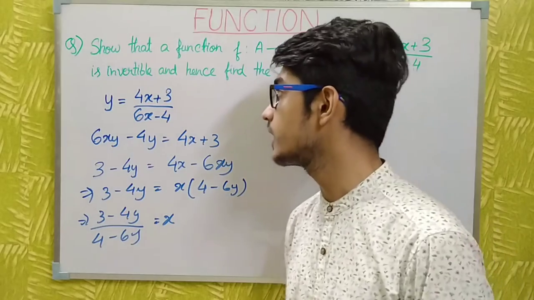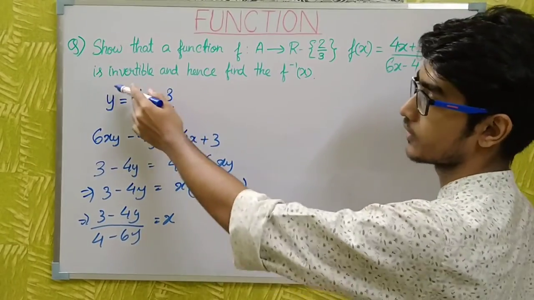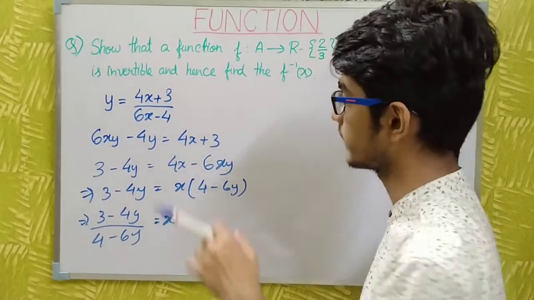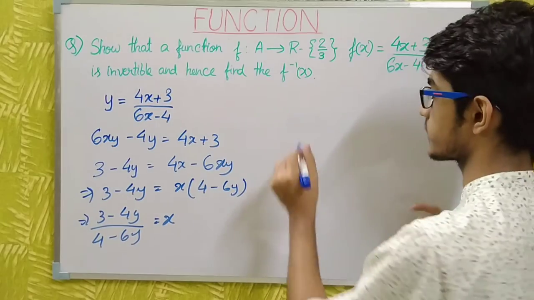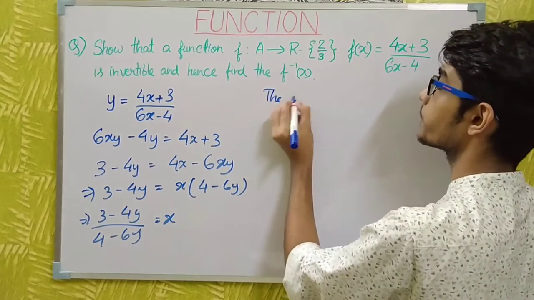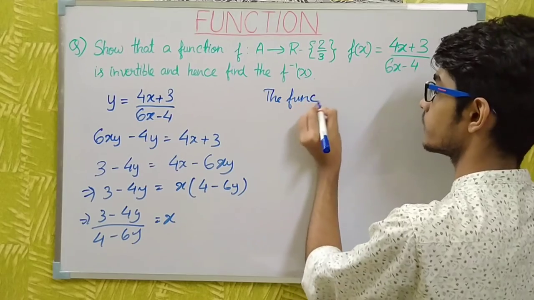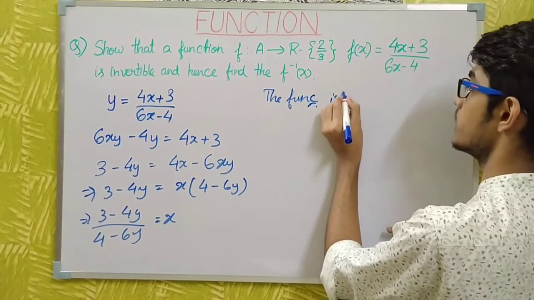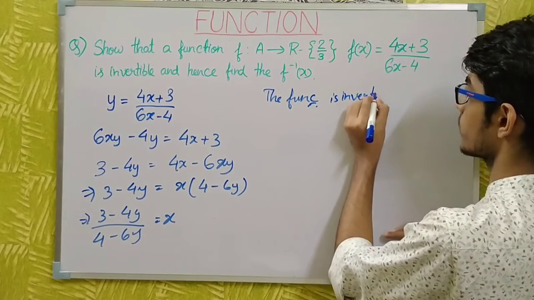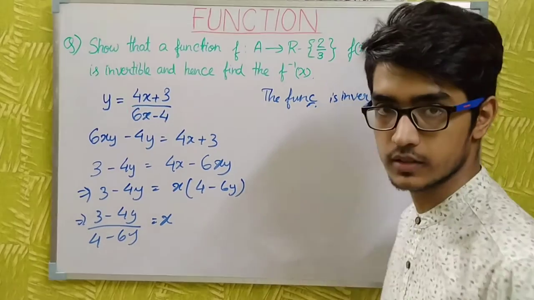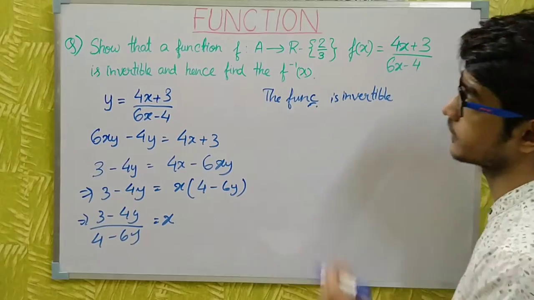So hence we can say that if the function is bijective, it is invertible. So we can say that it is an invertible function. Okay, you all understood this. Now we have to find the inverse of the function.